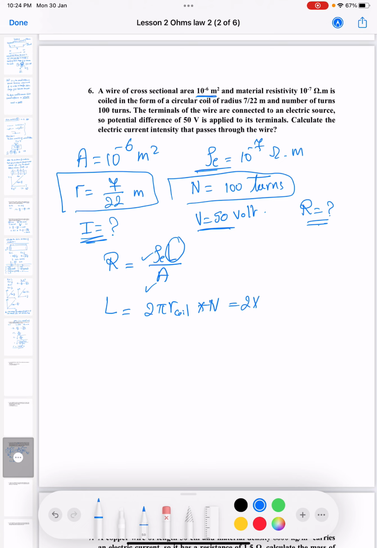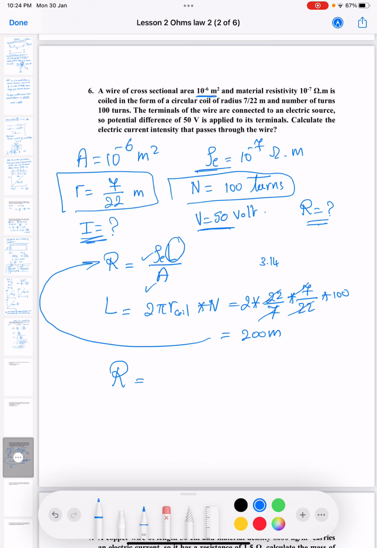so equal 2 times 22 divide 7, this is pi, or 3.14, or by calculator, times radius 7 over 22 times 100 turns. We cancel them, equal 200 meters, the length. So now we can calculate resistance. Resistance equal rho 10 to power negative 7 times 200 meter divide area 10 to power negative 6. By calculator, resistance equal 20 ohm.